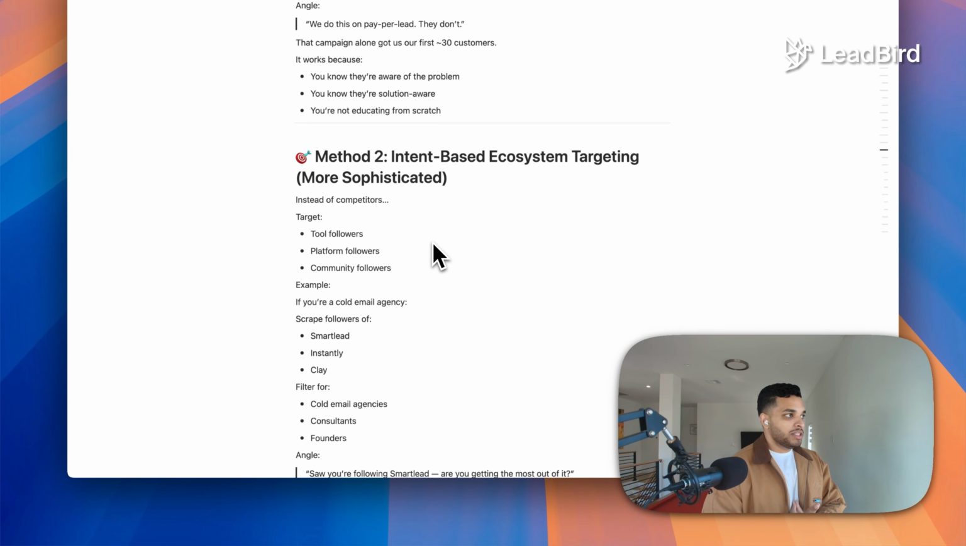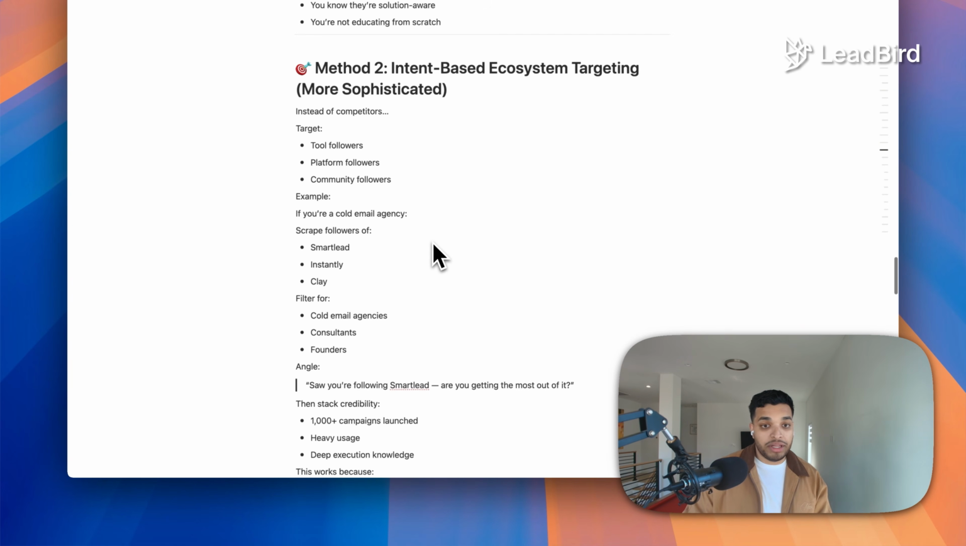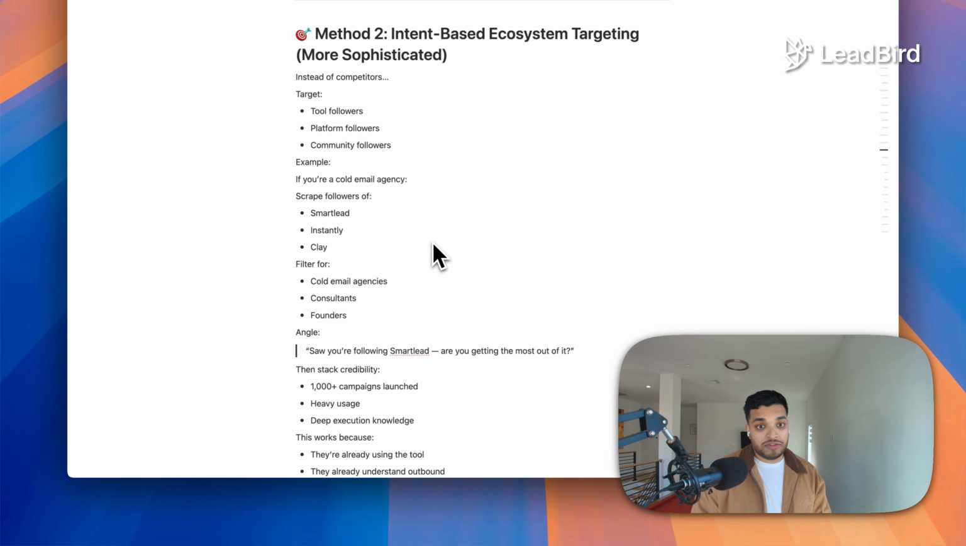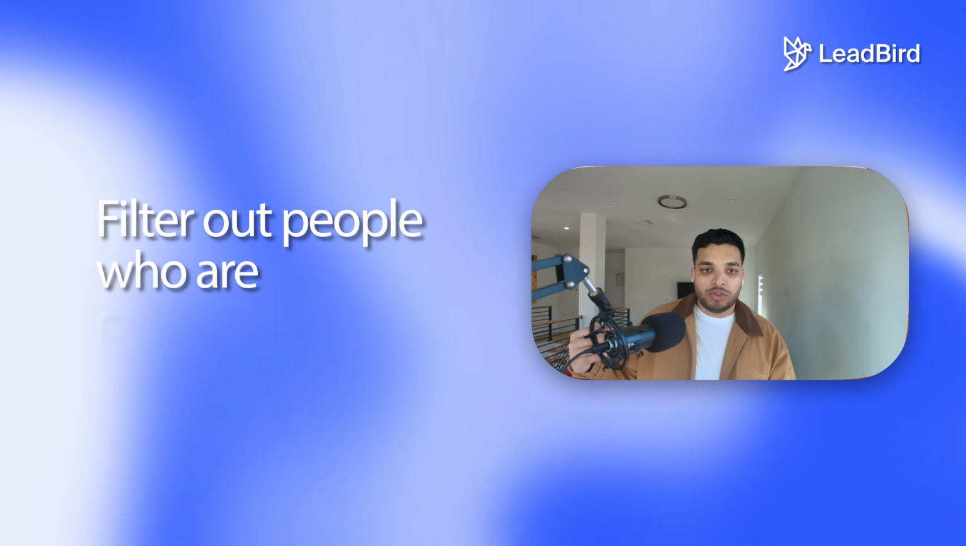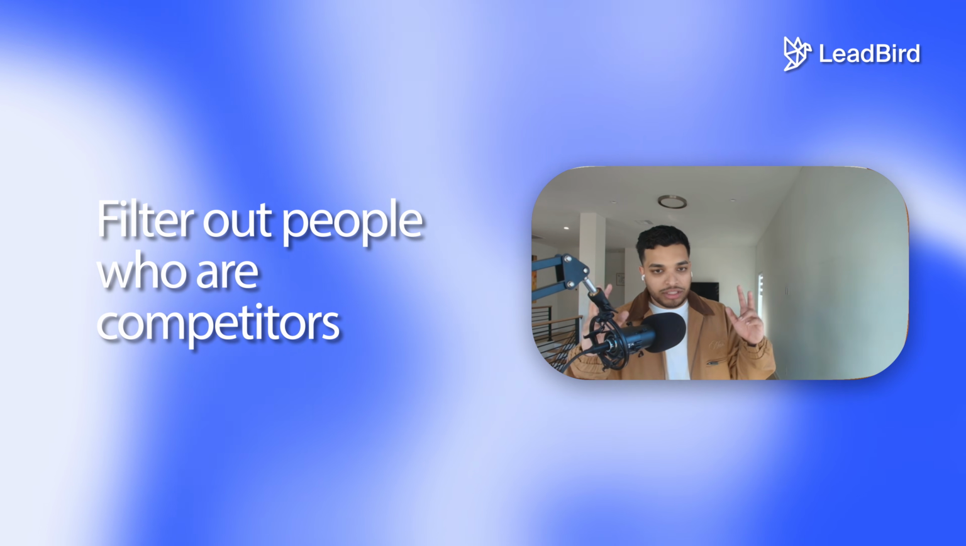So what I mean by this is, let's say you work with a lot of tools. My stupid example I like to use is if you're a CPA, you use QuickBooks and you use Xero, and you could target people that follow them on LinkedIn as a way of outreach. Or if you're a cold email agency, you could scrape the followers of SmartLead, Instantly, and Clay.